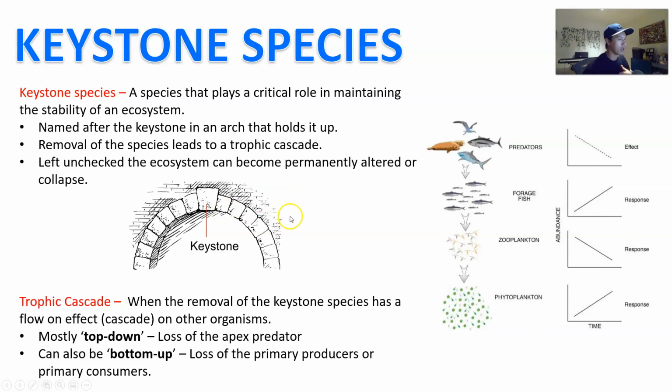Okay, so here's an example. Imagine you have phytoplankton, and then you have zooplankton, and then you have fish, and then you have predators. And then imagine that because we overfish and remove the apex predator from the top here, the population of apex predators is going to drop. Now, that's going to cause the foraging fish to increase quite significantly. There's nothing to eat them, so they're going to obviously eat heaps.